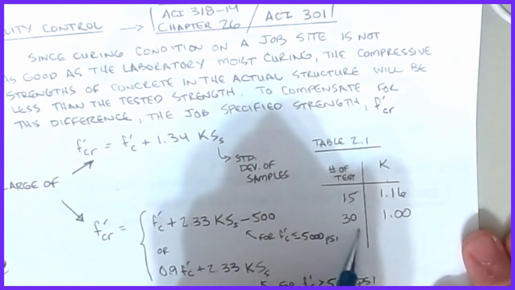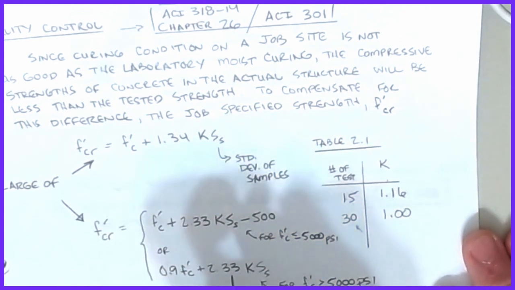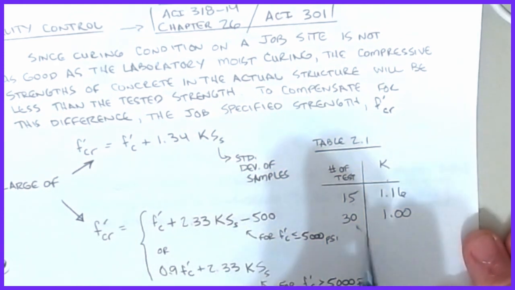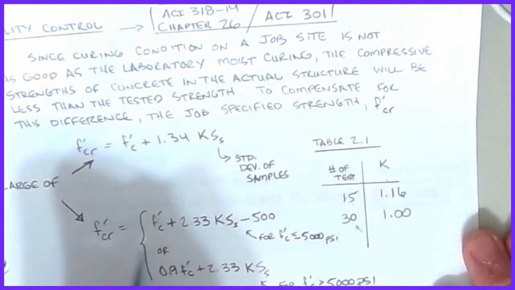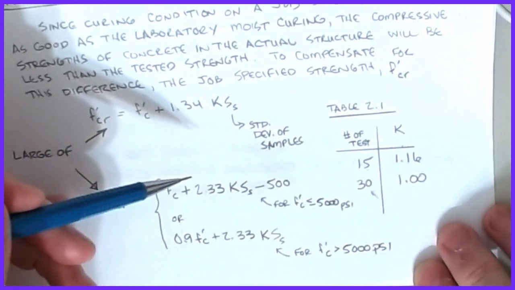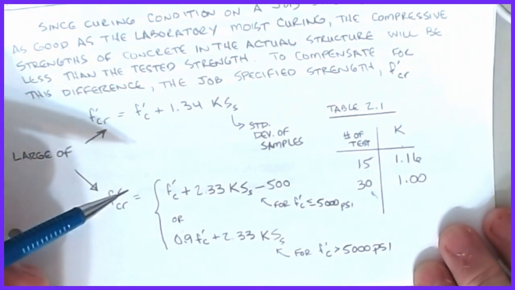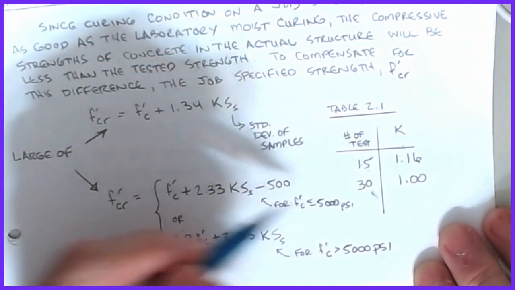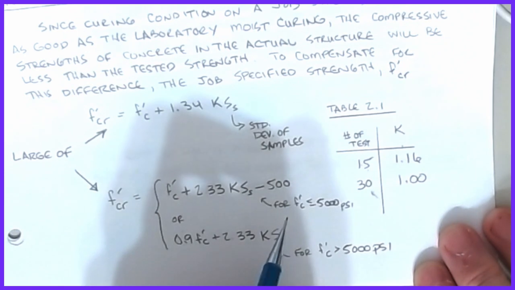Now, this 30 may look familiar if you're in a probability and statistics class, as this is the minimum sample to be able to approximate using a normal distribution. This is part of the central limit theorem, which is where that 30 is coming from, and that's what this model is calibrated to. So that's one calculation. Or I can approximate it for concrete strengths that are less than 5,000 psi or greater than 5,000 psi by these formulas.